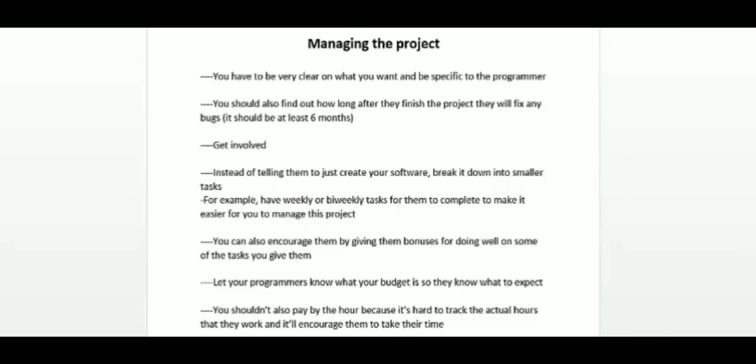For example, you can have weekly or bi-weekly tasks or goals for them to complete to make it easier for you to manage this project. You could also encourage your programmers or coders by giving them bonuses for doing well on some of the tasks you give them. You also want to let your programmers know ahead of time what your budget is so they know what to expect. With that being said, you shouldn't pay by the hour, because it's hard to track the actual hours they work, and that only encourages people to take their time on your project.